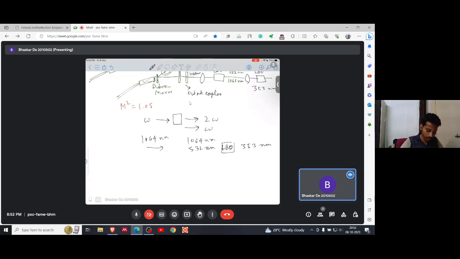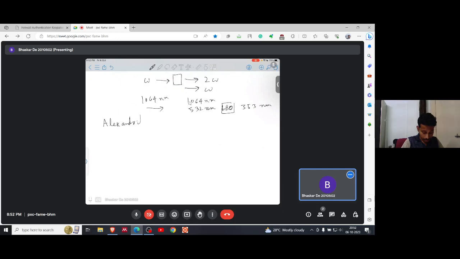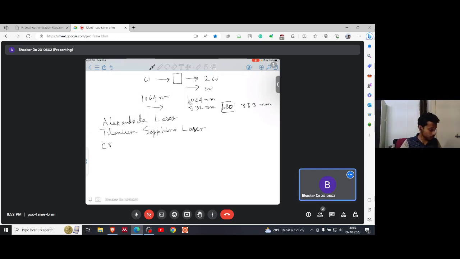So there are also other lasers like Alexandrite laser, titanium sapphire laser, chromium lithium SAF laser, which is basically lithium strontium aluminum fluoride, and then LiCAF laser, which is chromium lithium calcium aluminum fluoride laser. These are all broadband tunable lasers.